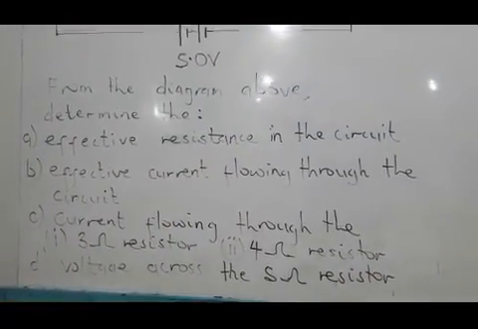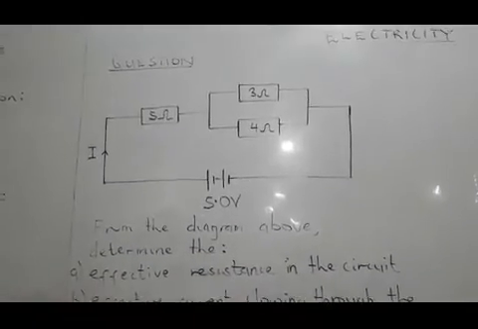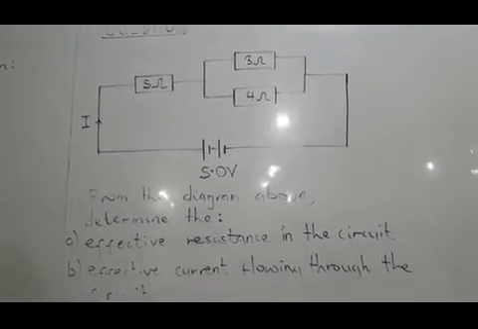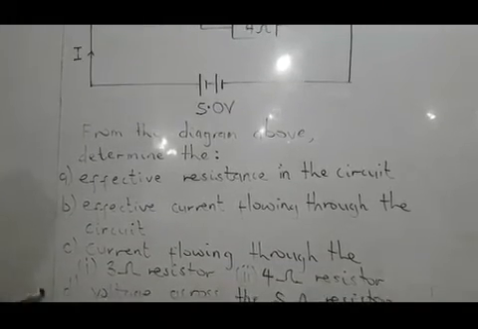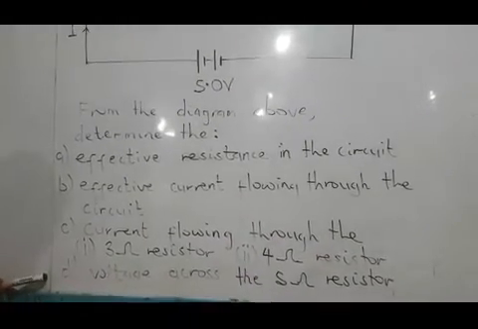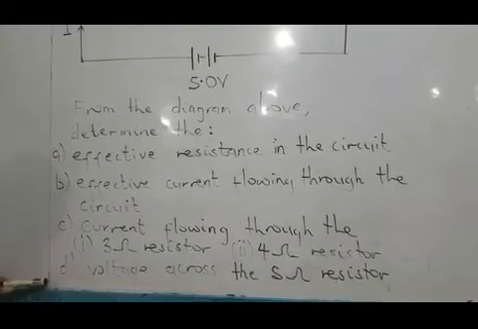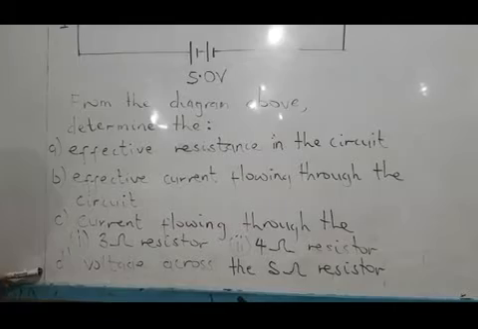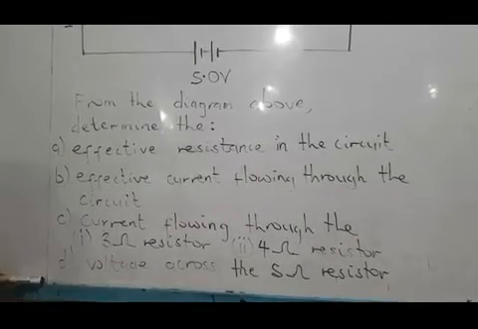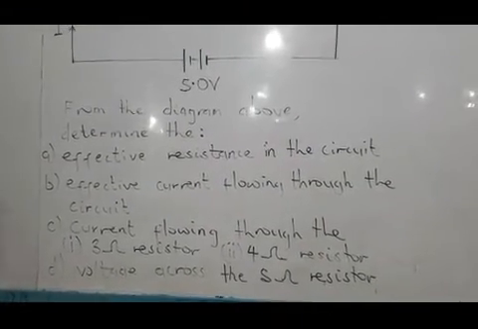Okay, so you have this diagram. From the diagram, determine the effective resistance in the circuit, the effective current flowing through the circuit, the current flowing through the 3 ohm resistor, the 4 ohm resistor, and then the voltage across the 5 ohm resistor.